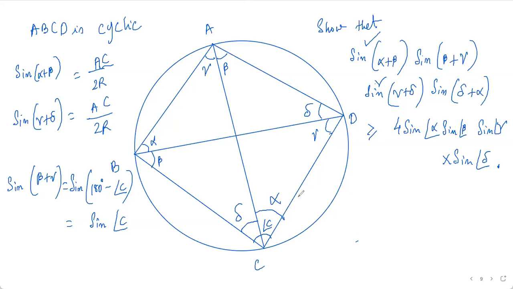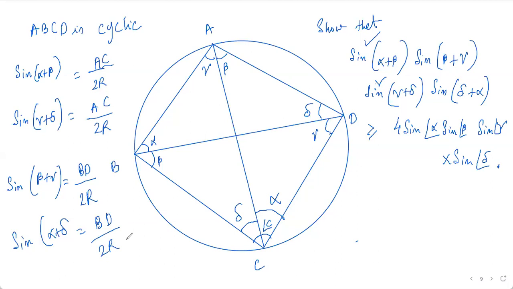Okay, so in that way also you can go. So now all I have is that sine of beta plus gamma is equal to, so if you are working with triangle ABD, then it's nothing but sine of beta plus gamma, the opposite side is BD divided by 2R, and the last one, sine of alpha plus delta, is equal to again BD by 2R.